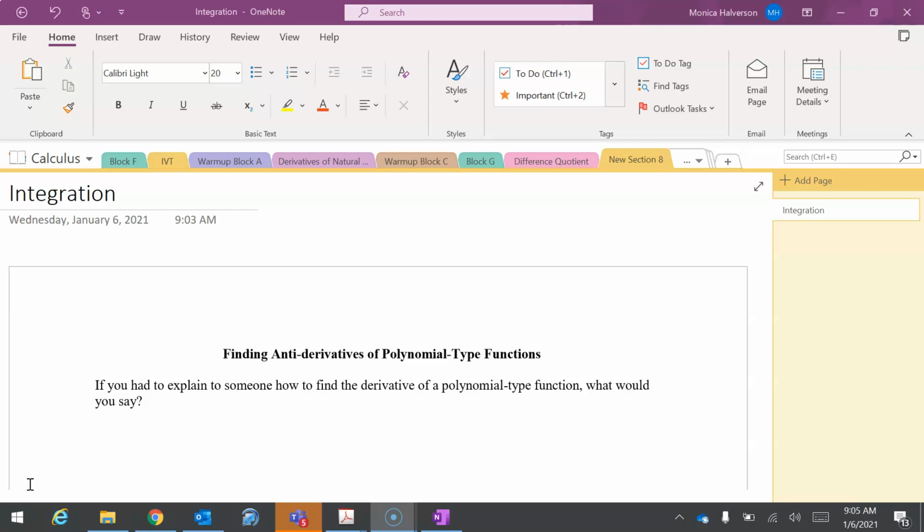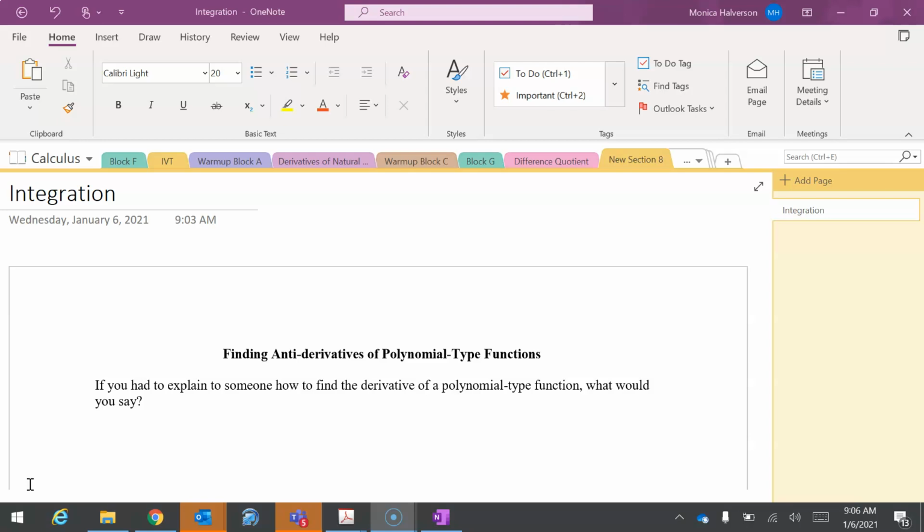We are going to be focusing on integration this semester, and integration is the process opposite of differentiation. So we need to really look at the basics first before we start to look at the more complicated. Now, as you should remember, when we first introduced differentiation, we introduced finding the derivative of a polynomial. And we're going to do the same thing today. We're going to first look at integrating polynomial type functions.